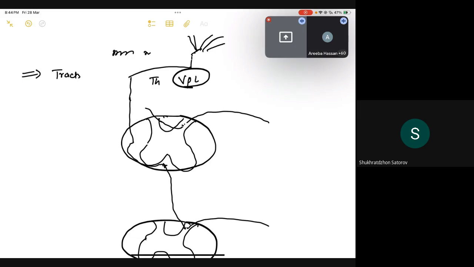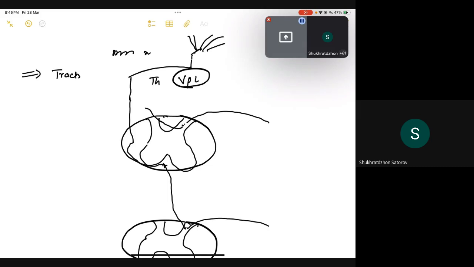and it then goes as the corona radiata into the somatosensory cortex. Is the somatosensory cortex present behind your central sulcus or in front of it? Behind, the postcentral gyrus. Perfect. So this was all about the track we discussed, the anterolateral track, right?